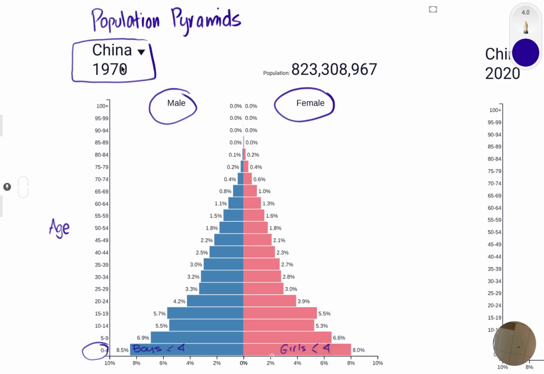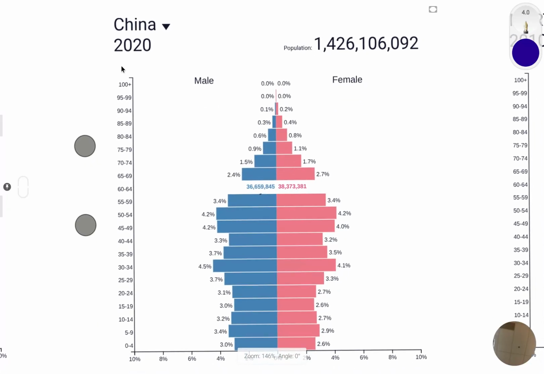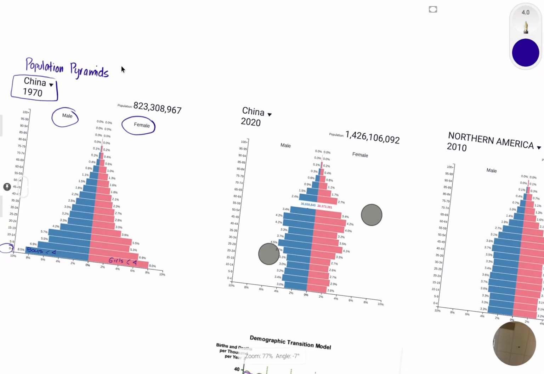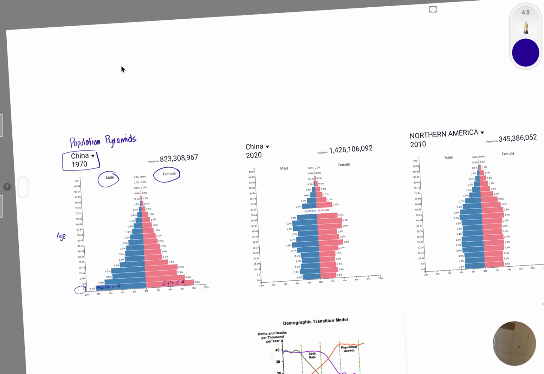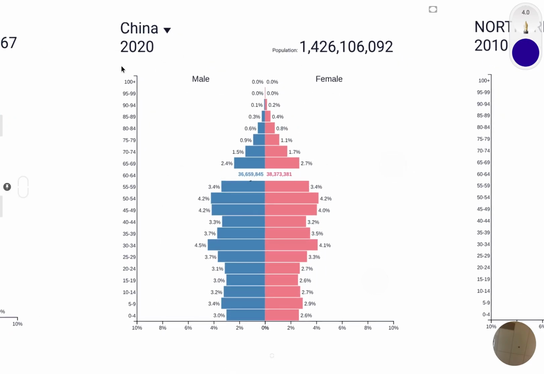It's interesting that it's a half a point different. I wonder why that would be. So let's take a look at China in 2020. This graph looks really different. If I zoom out, you can see both graphs together. This one has a lot of people really young. This one doesn't. So looking at this, now we've only got 3% of the population as 0 to 4 boys and 2.6% girls. That's a lot less.